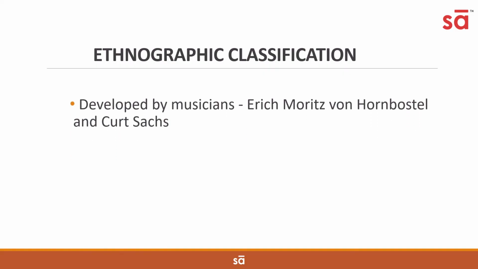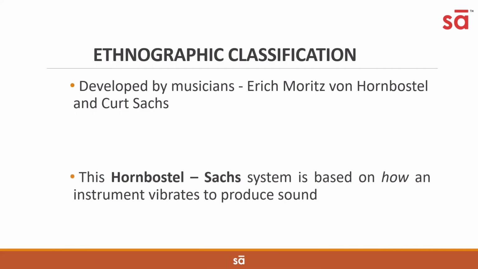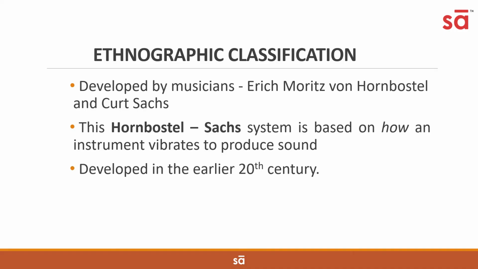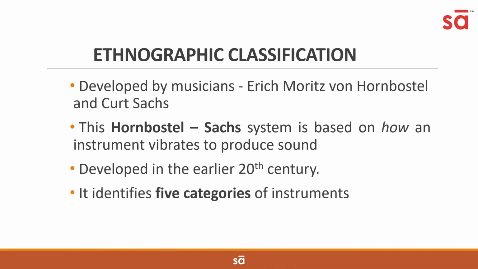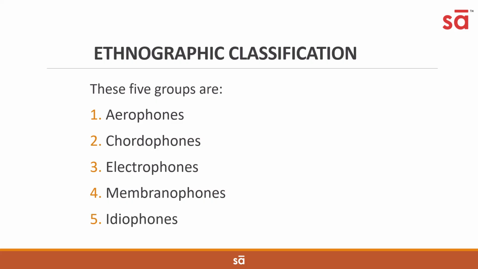The ethnographic system was developed by Erich Moritz von Hornbostel and Kurt Sachs in the early 20th century. It is based on how an instrument vibrates to produce sound. Unlike the European system, this method classifies instruments into five main types: aerophones, chordophones, electrophones, membranophones, and idiophones.